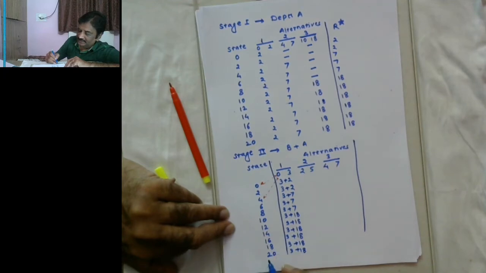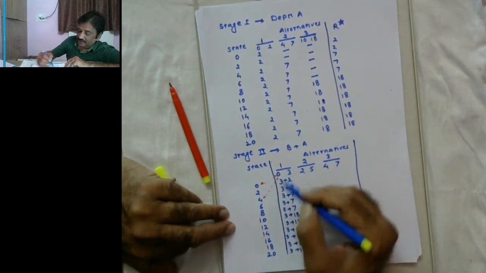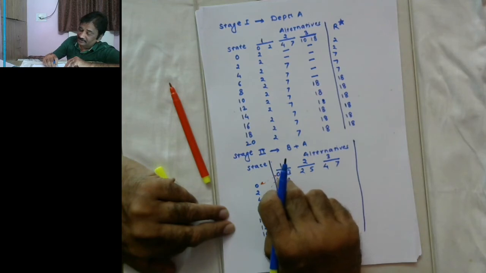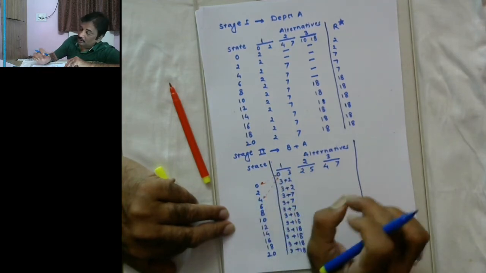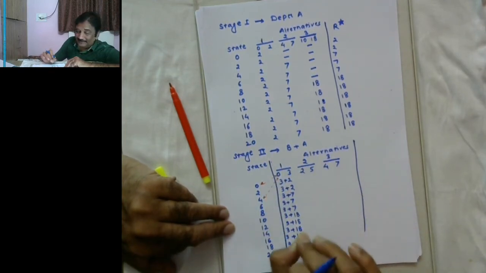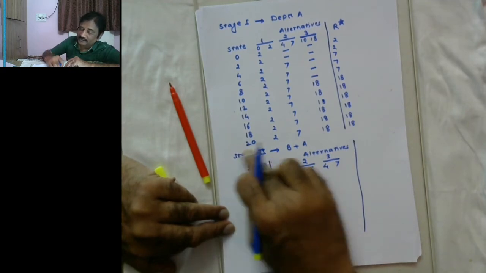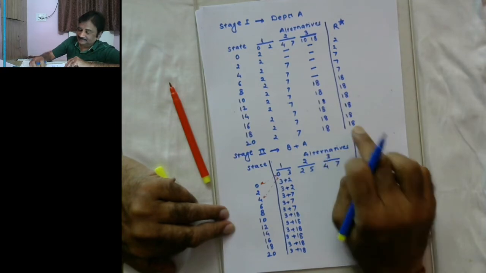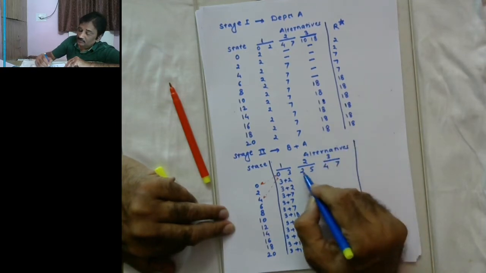So I'll go once again explaining this last one. I am assuming that I have 20 crore rupees, but I have chosen the first alternative which consumes 0 crore out of 20 crore. I am left with 20 crore, and for that 20 crore, I am getting the optimal return of 18.